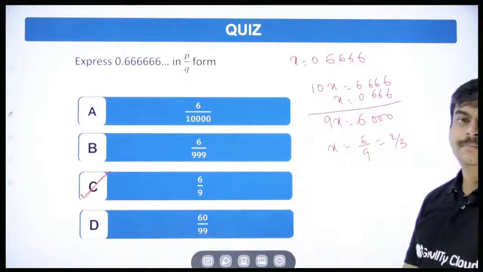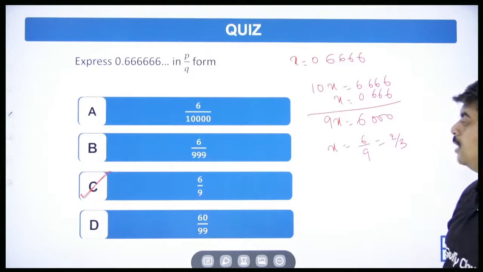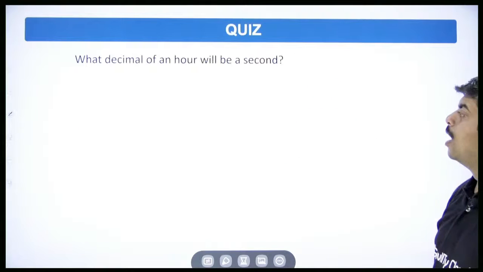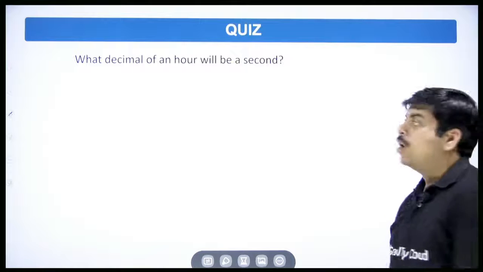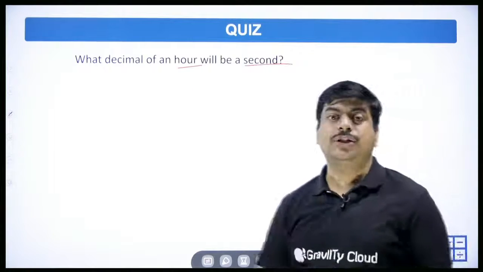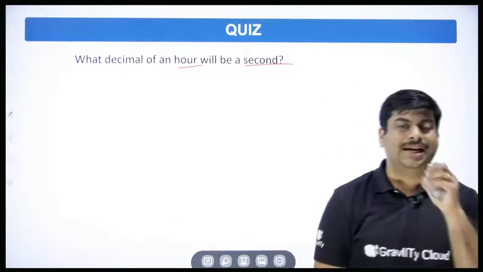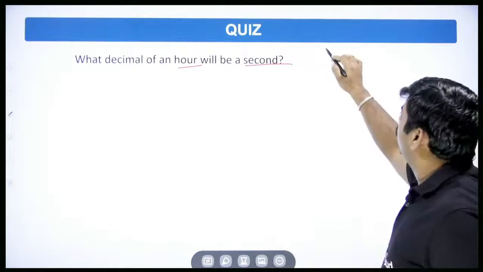That is option C, right? Moving ahead, what decimal of an hour will be a second? So we need to bring some relation between hour and second. Let's try to discuss the basic clock.